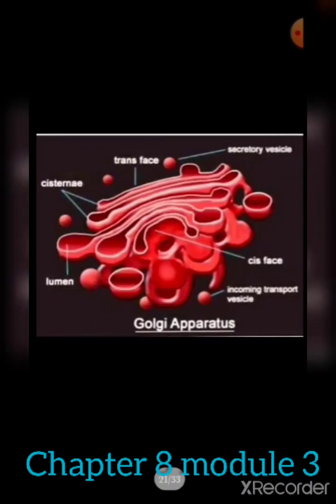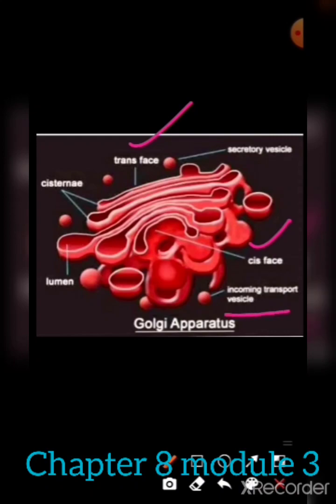Then next one is Golgi apparatus. Golgi apparatus is known as dictyosomes in plant cells. So it is having trans face, cis face, incoming transport vesicle is from here, secretory vesicle is from here. That means incoming transport vesicle will come through cis face, whereas secretory vesicle, which is sent for transportation, then it is the exit, that is from trans face. It is having cisternae and lumen.